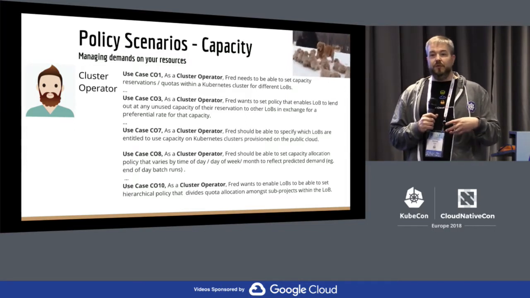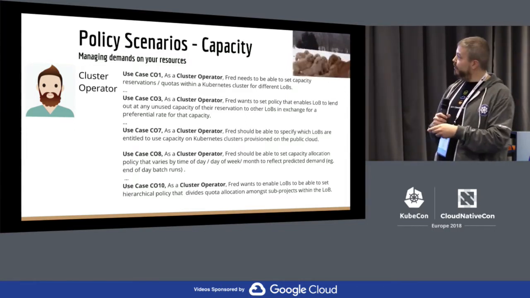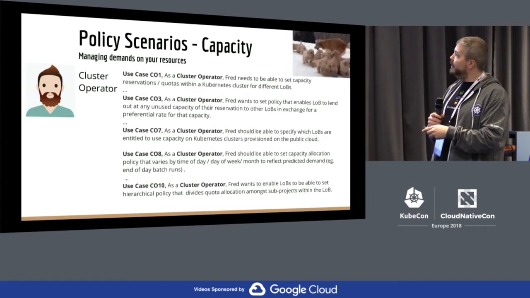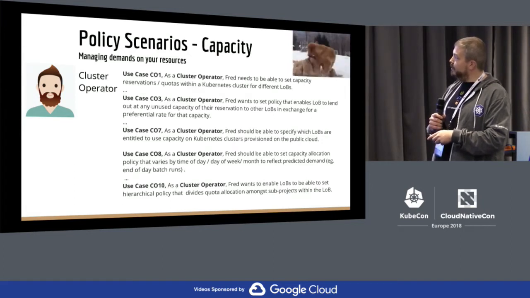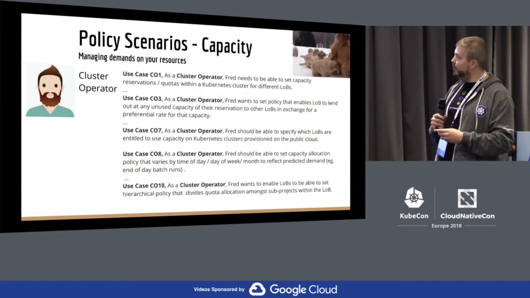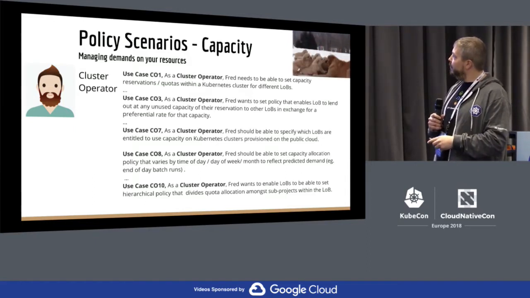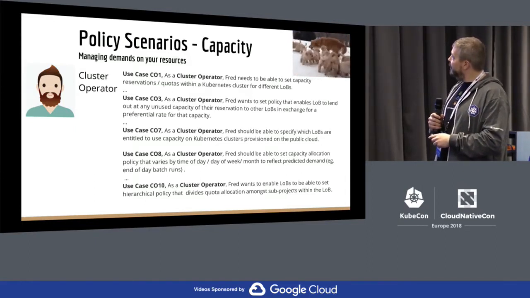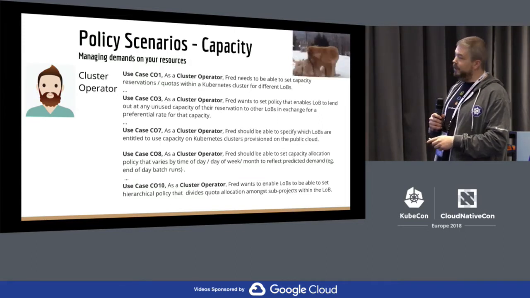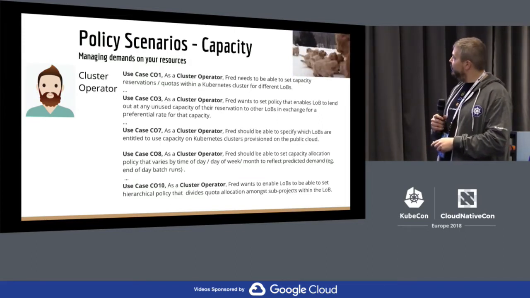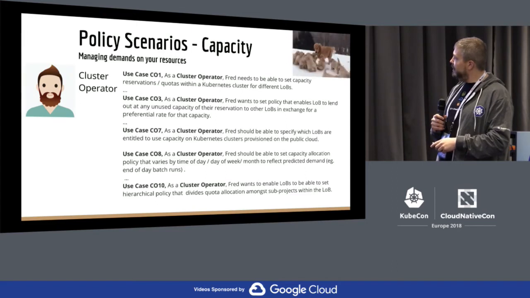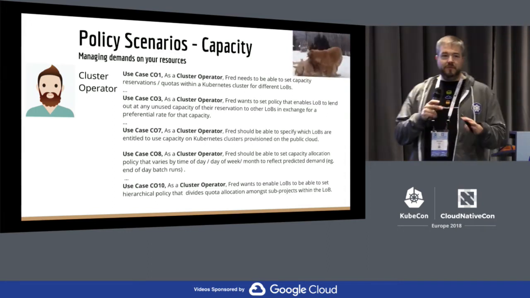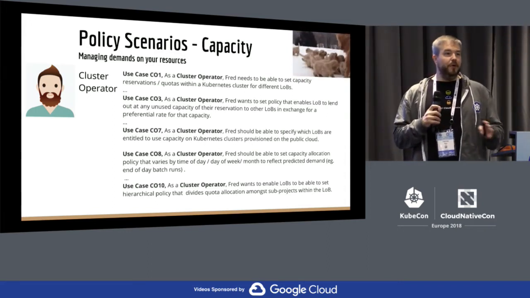So the idea there is to define a more detailed set of use cases. You'll notice there's summarization here. So there's actually more that's in the document. Again, the document that was linked a moment ago in the first slide about the different scenarios. But here we're looking at things like how to set policies that enable lines of business to lend out unused capacity, how to set capacity allocation that varies by time of day, week, or month, and then how to enable lines of business to be able to set hierarchical policy that divides quota allocation amongst a larger org.